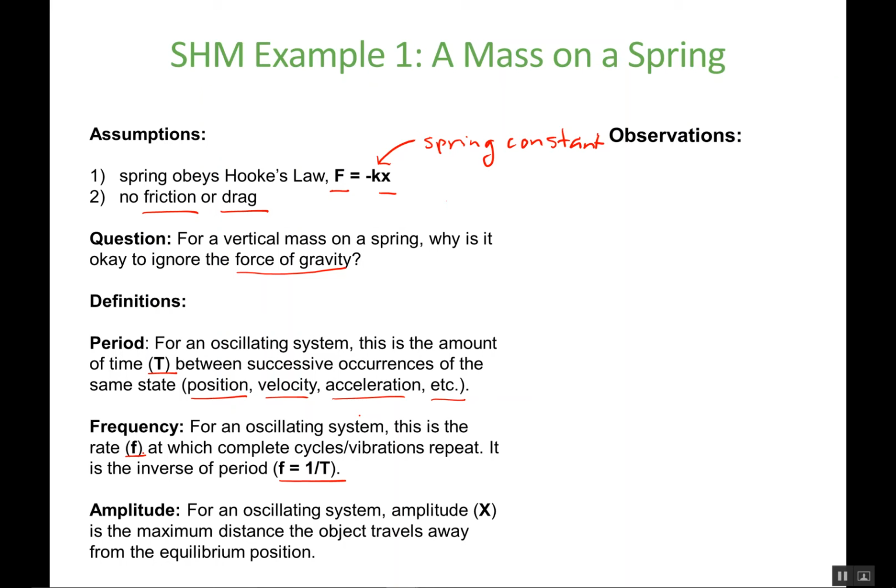Finally, amplitude for an oscillating system, and we'll use the capital letter X to represent amplitude, is the maximum distance an object travels away from its equilibrium position. And again, equilibrium position is the situation where little x equals 0. Displacement equals 0. So let's take a look at some masses oscillating on springs, and let's make some observations about how they behave.